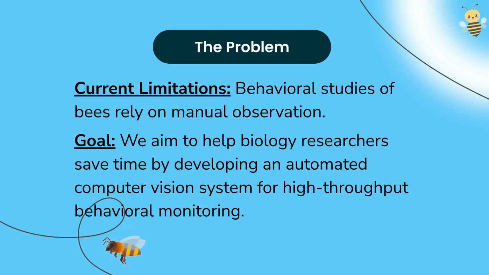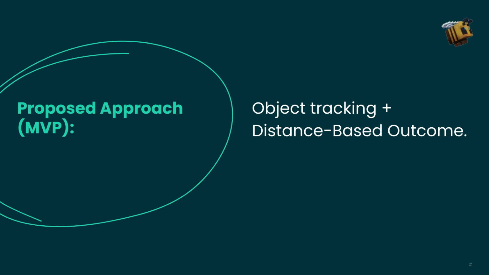Today, behavioral studies of bees are mostly done by manual observation. This takes a lot of time and is hard to scale. Our goal is to help biology researchers by building an automatic system that detects bee interaction and dominance behavior directly from the video. During the process, we realized that instead of classifying complex full-length videos using machine learning, we can focus on identifying the interactions.